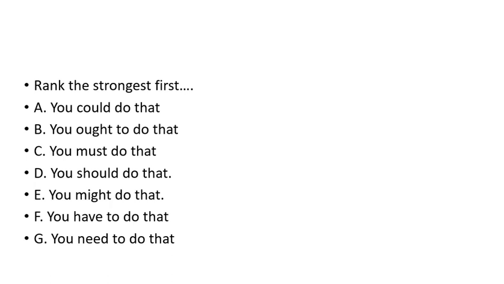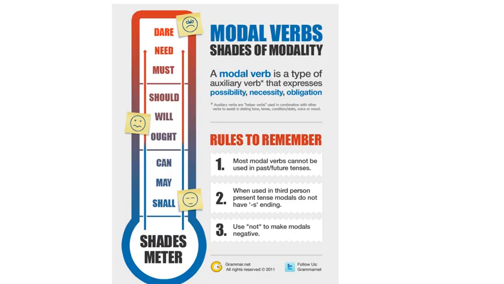Okay, the strongest is you must do that. Then you have to do that. Then you need to do that. And you have to do it. Yeah, it's kind of similar in strength. Weaker than that, one step weaker, but still strong, is you should do that, or you ought to do that. Those are equally strong. Then you could do that, and then you might do that.